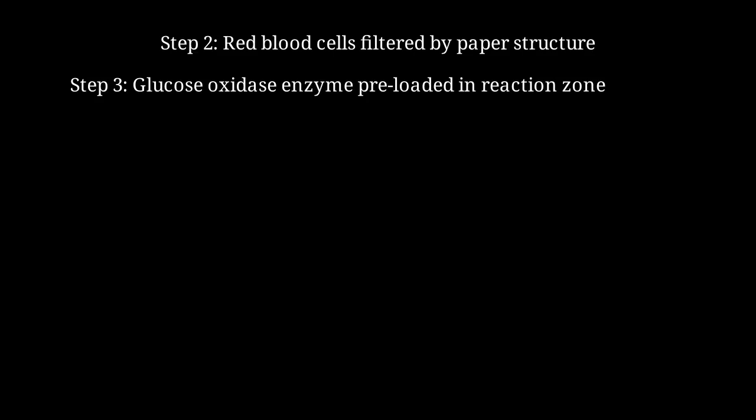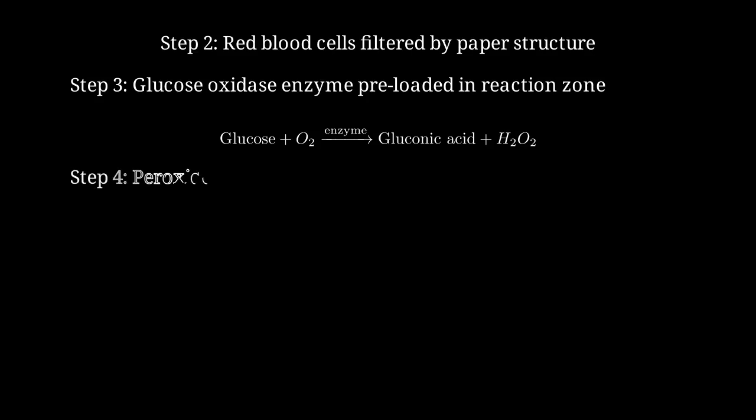The plasma reaches a zone where glucose oxidase enzyme is pre-dried. This enzyme specifically reacts with glucose. The reaction is glucose plus oxygen, catalyzed by the enzyme, produces gluconic acid and hydrogen peroxide. The hydrogen peroxide then reacts with a chromogenic indicator dye, producing a colored product. The intensity of color is proportional to glucose concentration.